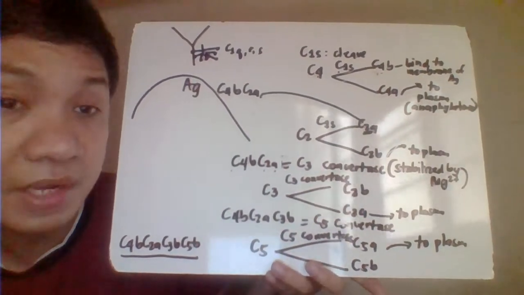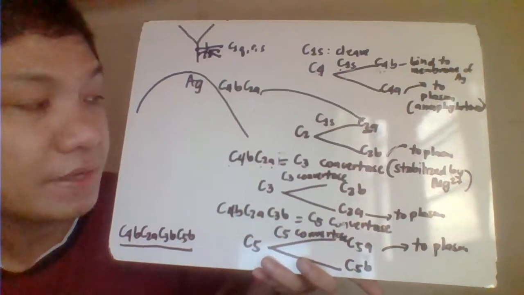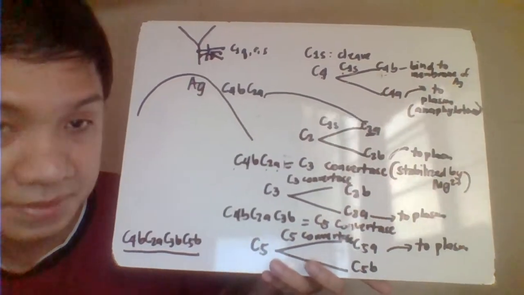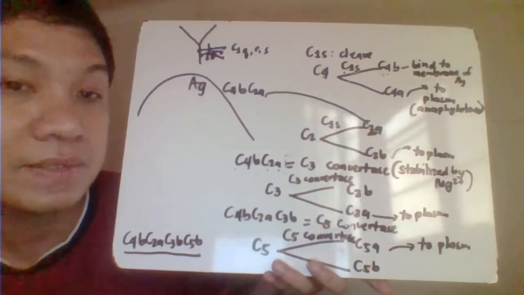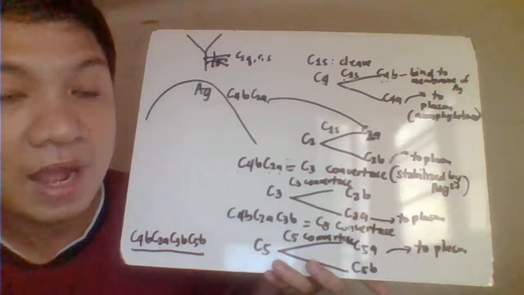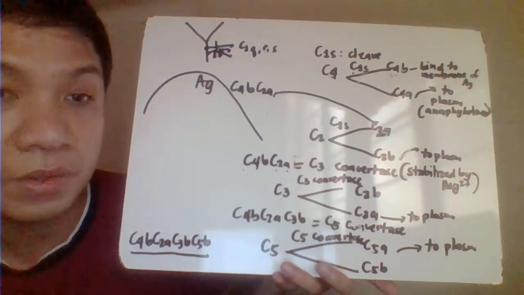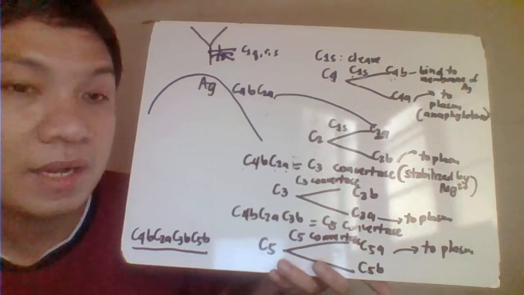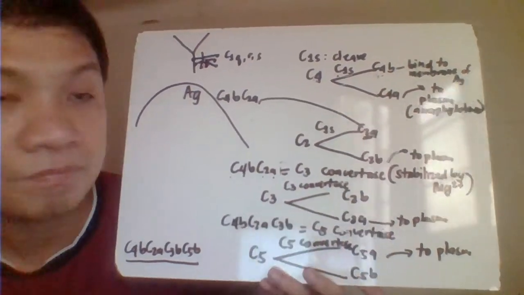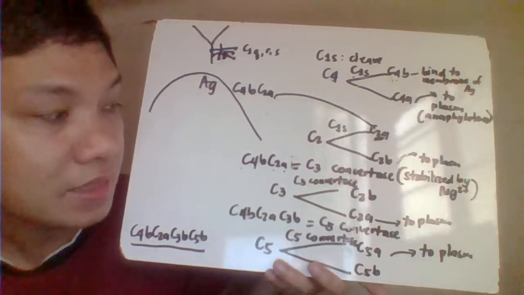Again, your C3 convertase is your C4b2a complex. This C3 convertase should also be stabilized by another ion, magnesium, in order to prevent decay. Okay, the next thing, if you already have your C3 convertase, so what does the C3 convertase do?